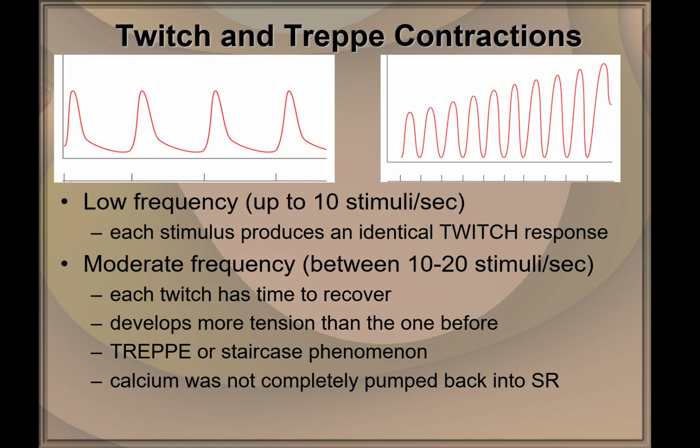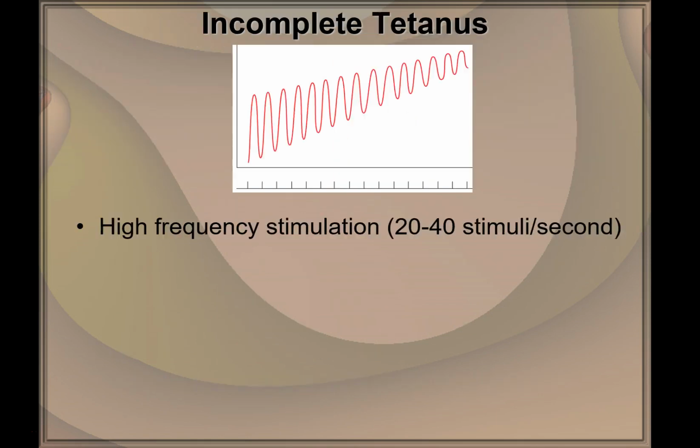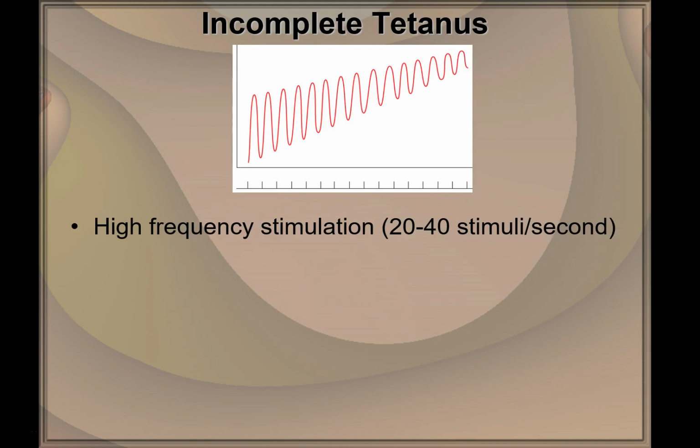So low frequency, moderate frequency, high frequency. I'm waiting to make sure everybody's got everything written down they want. So high frequency is next. This is now 20 to 40 stimuli per second. Okay. Now, this rarely ever happens in the body. Greater than 25 stimuli per second almost never happens. But we're also going to continue to see that gradual increase in strength.